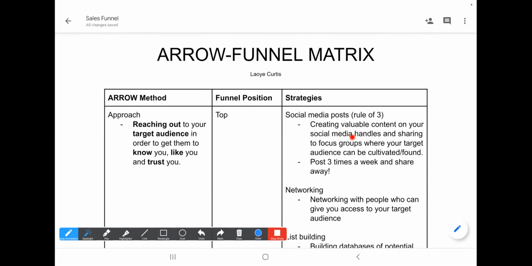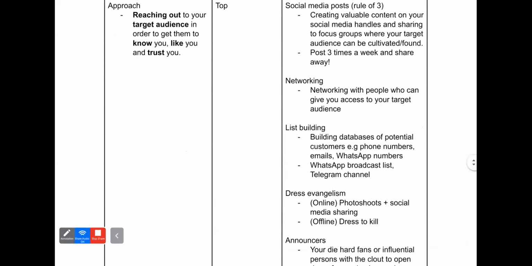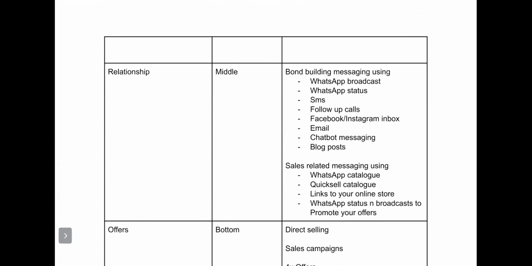When they read your posts, they will get to know you more, begin to like you, and gradually trust you as somebody they can come to when they are ready to buy. That is the point I need us to note. So on that note, I am going to proceed to the second part of the funnel, the middle part of the funnel, which has to do with relationship building.